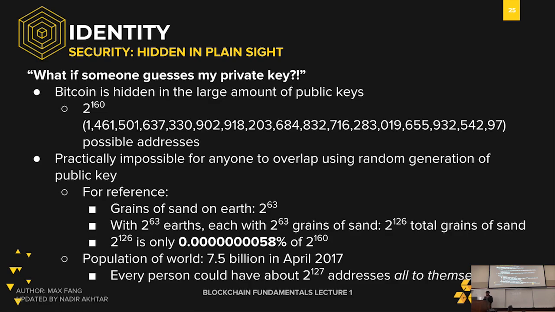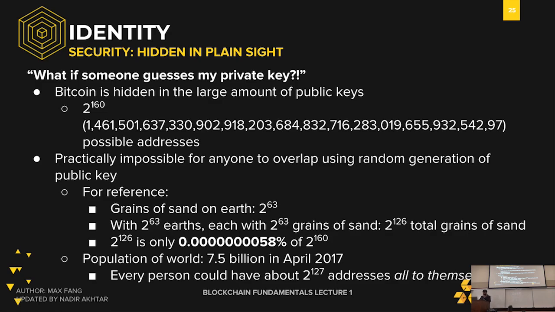Right, so there is a process, known as the elliptic curve digital signature algorithm. We'll go over it in lecture 3. It's difficult to obtain the private key from the public key, but it's very easy to take the private key and generate the public key. So it's a one-way function: you're hidden in plain sight, you can't reverse engineer the private key, so you can't pretend to be someone else.